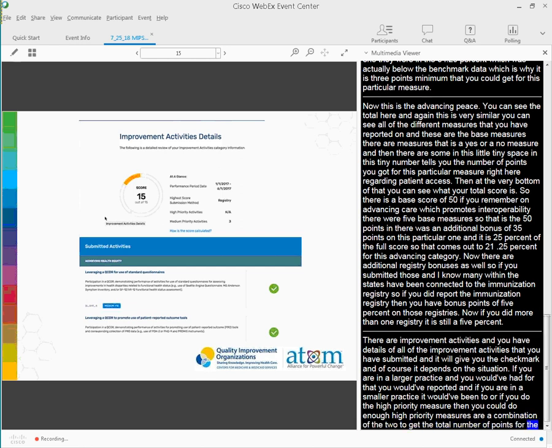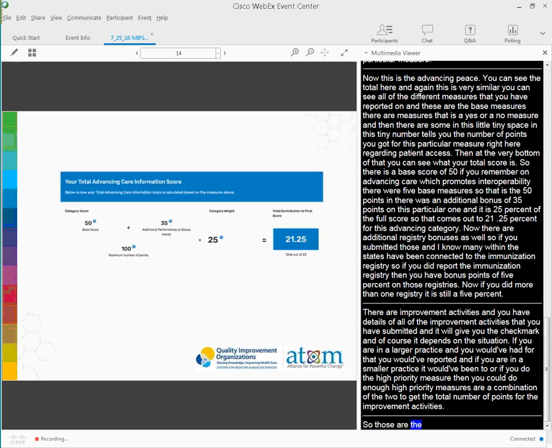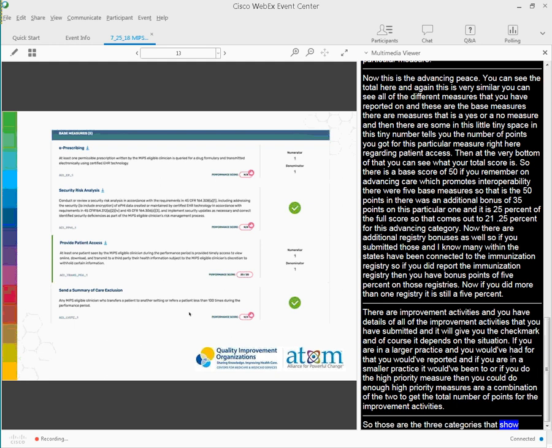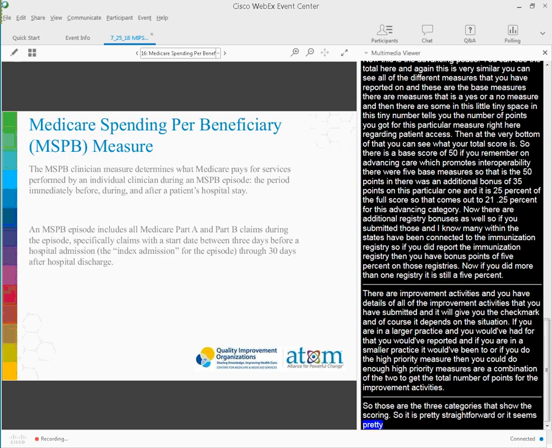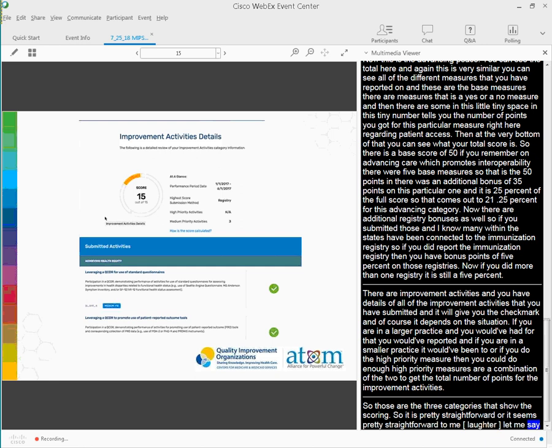So those are the 3 categories that show the scoring. So it's pretty straightforward, or it seems pretty straightforward to me. Let me say that. And again, this may not be exactly what you're seeing on your particular report.